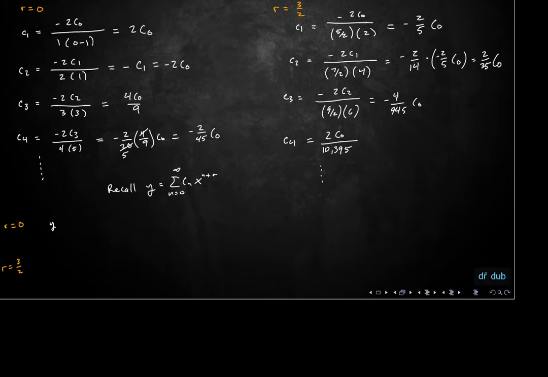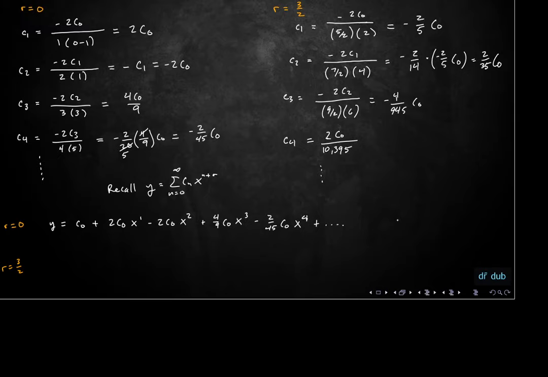y equals c0, plus 2 c0 x to the 1, minus 2 c0 x to the 2, plus 4/9 c0 x to the 3, minus 2/45 c0 x to the 4, plus dot dot dot. So that's our first solution.